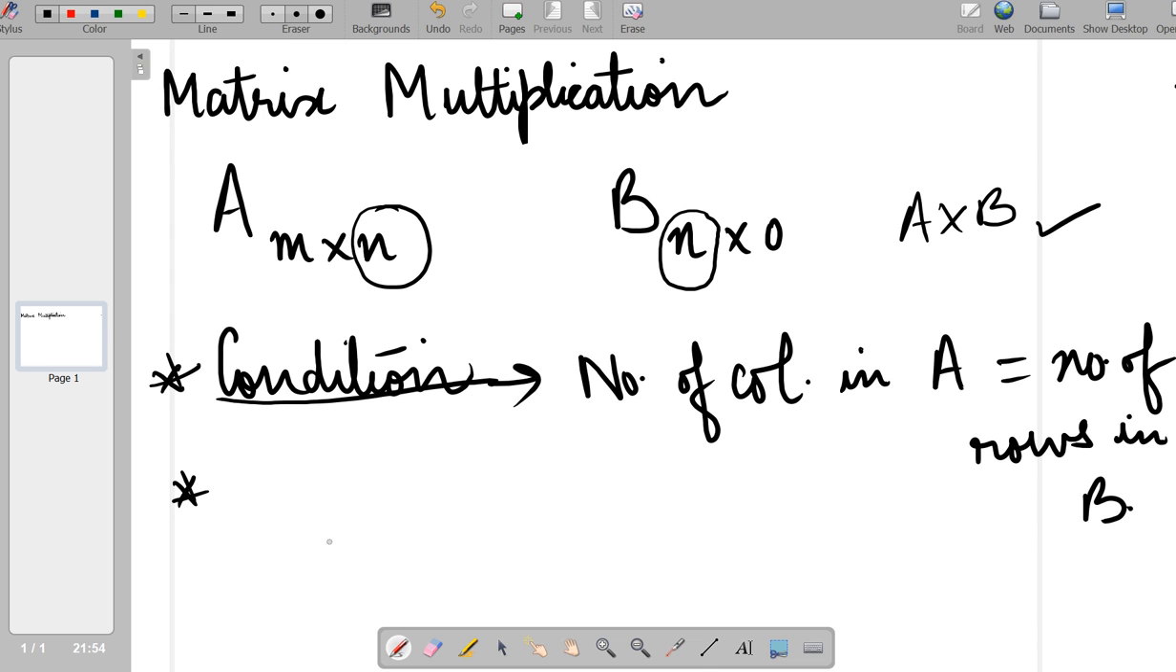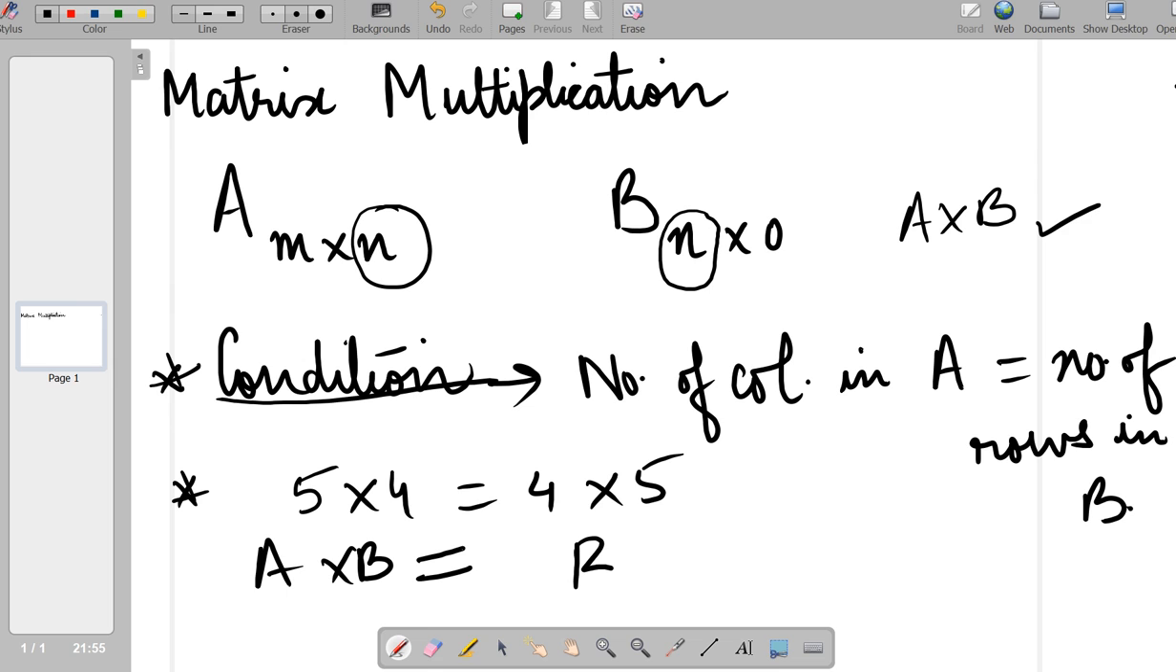There's one more thing. In the case of ordinary multiplication, it is commutative, meaning 5 fours is equal to 4 fives. But in the case of matrix multiplication, this is not the case. In the case of matrices, A cross B is not equal to B cross A. We'll take some examples and see how you get different solutions if you are multiplying the same set of matrices but their positions are changed.